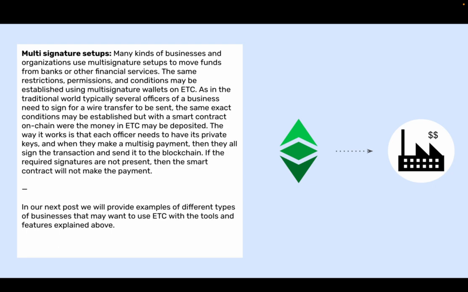The way it works is that each officer needs to have their private keys, and when they make a multi-sig payment, then they all sign the transaction and send it to the blockchain. If the required signatures are not present, then the smart contract will not make the payment. In our next post, we will provide examples of different types of businesses that may want to use ETC with the tools and features explained above.